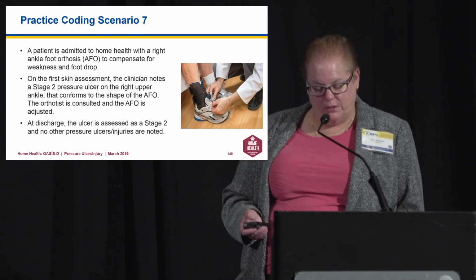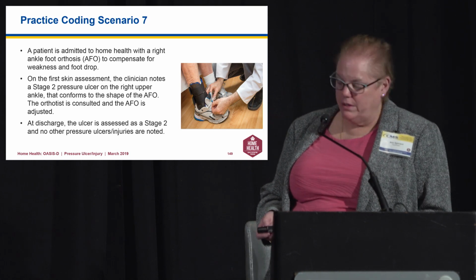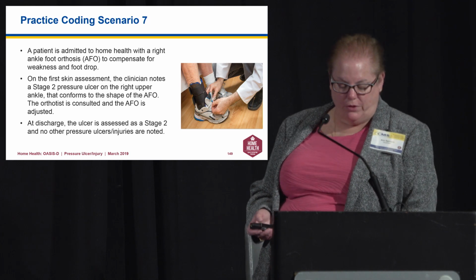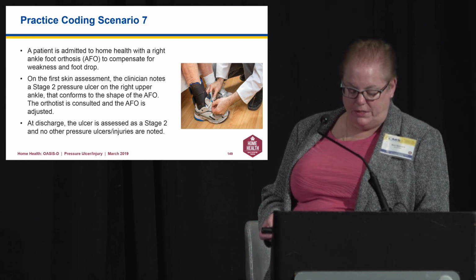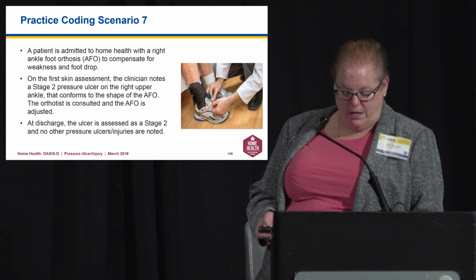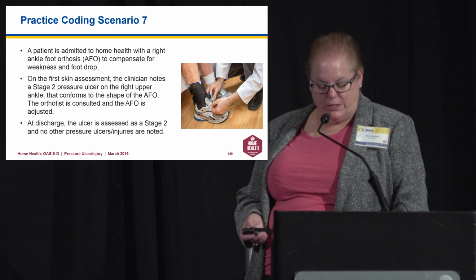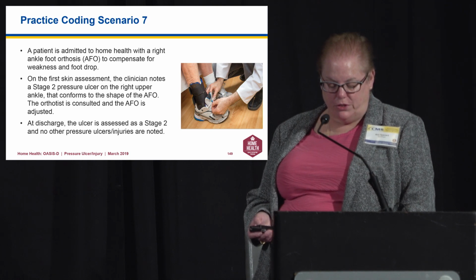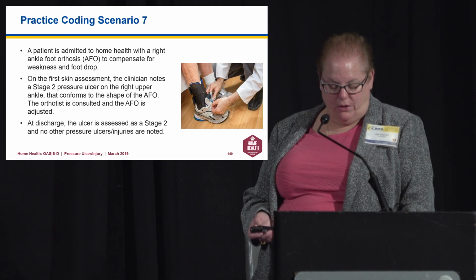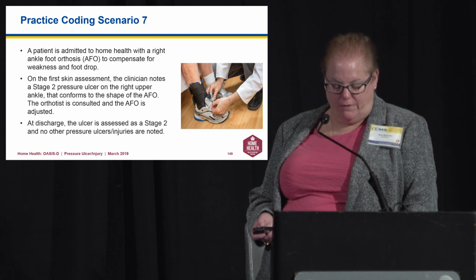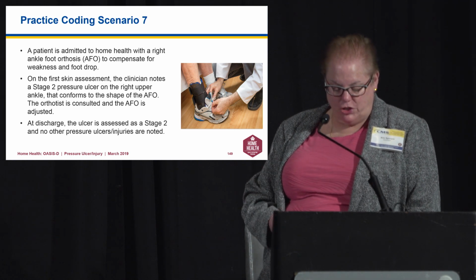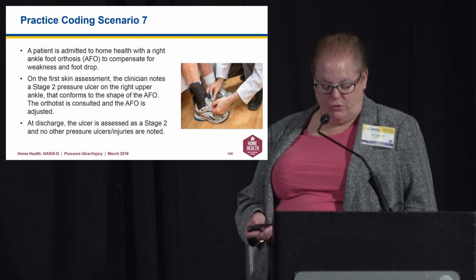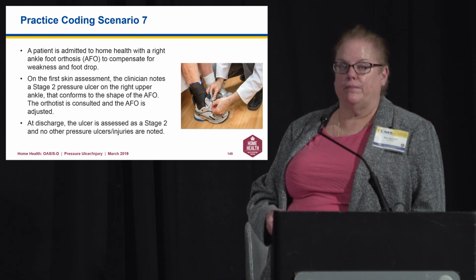All right, so let's look at the last coding scenario. So here we have a patient who's admitted to your home health with a right ankle foot orthosis to compensate for weakness in a foot drop. On the first skin assessment, the clinician notes a stage 2 pressure ulcer on the right upper ankle that conforms to the shape of the AFO. The orthotist is consulted and the AFO is adjusted. At discharge, the ulcer is assessed as a stage 2 and no other pressure ulcers or injuries are noted.